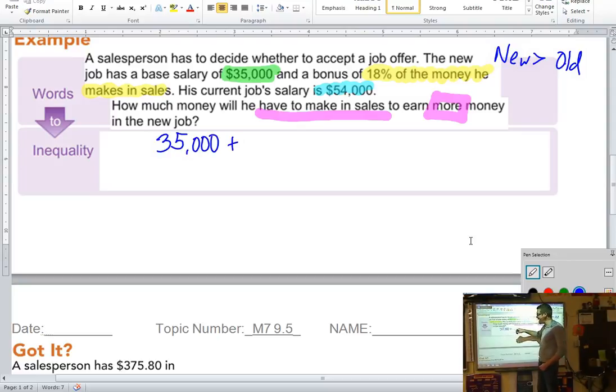$35,000 and so how would I represent that? Yeah, 0.18 times, sure. X is the money he makes in sales. You could use M or S or whatever you want to. X is a good one because it's our favorite.